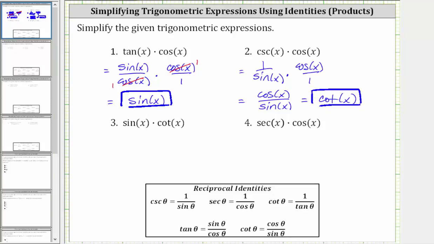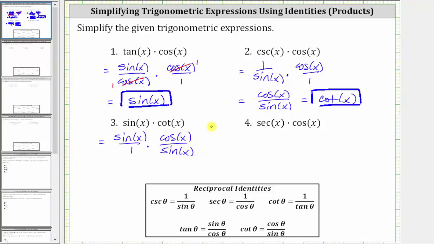For number 3, we have sine x times cotangent x, and we already know that cotangent x is equal to cosine x divided by sine x, and therefore let's write the product as sine x, or sine x over 1, times cosine x divided by sine x.